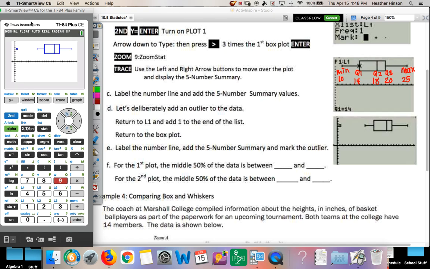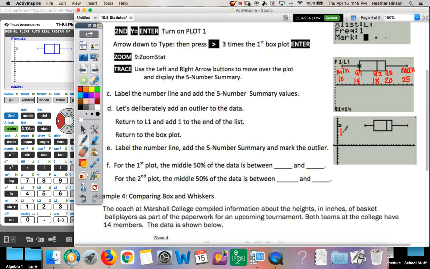There it is. Okay, I just hit enter. You can see that you still have your box plot over here, but you're going to have an outlier on the other side because we put in that 1. If you check your 5-number summary, you have that 1 down there at the bottom. That's your outlier.